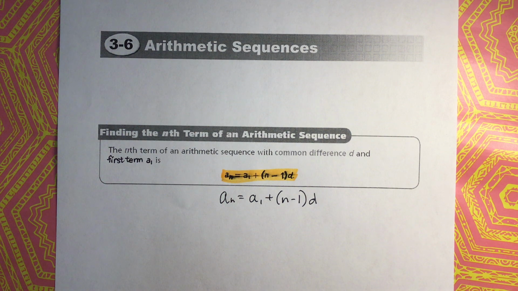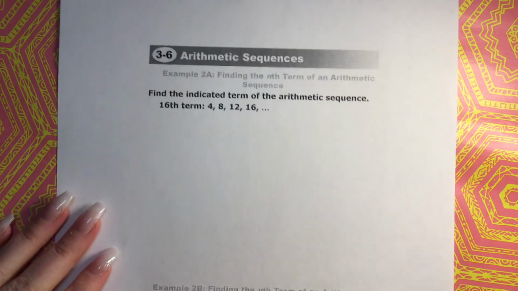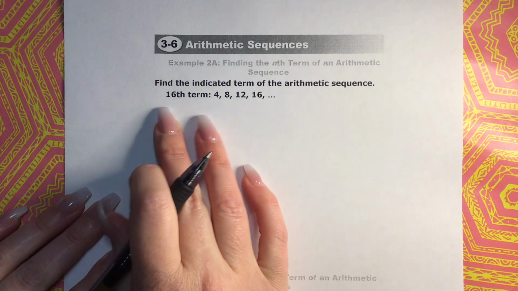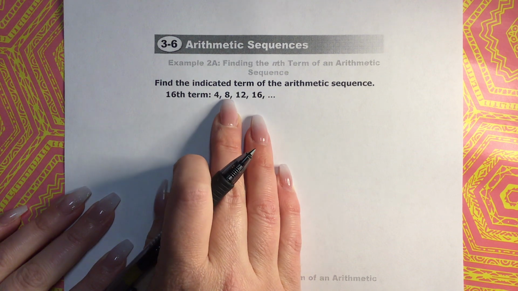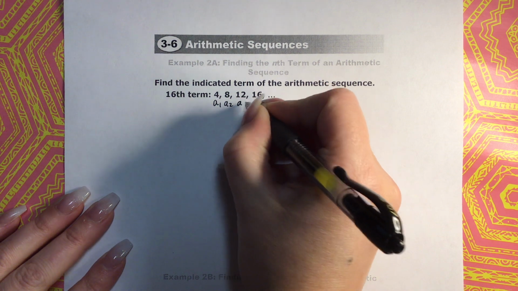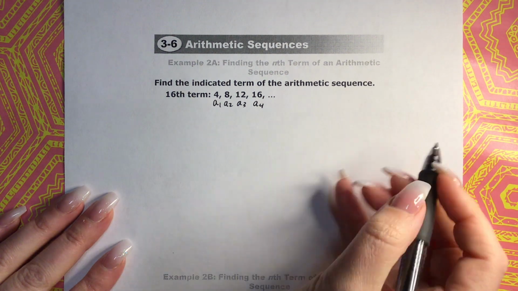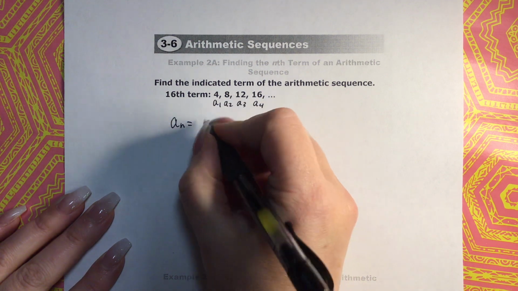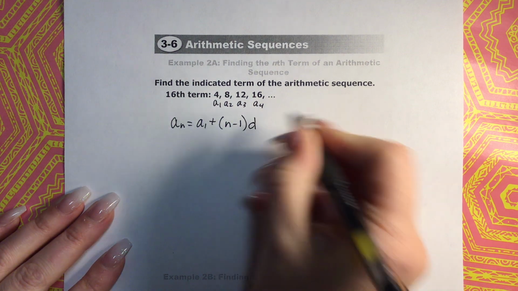All right, let's look at some examples and see how this works out. So in the first one, this problem is asking us to find the indicated term of the arithmetic sequence. So we need to find the 16th term, okay? Here's the sequence here. So this is the first term, second term, third term, fourth term, right? That means this is a sub 1, a sub 2, a sub 3, a sub 4. We need to find all the way to a sub 16. That's a lot of terms. So we're going to go ahead and write down our formula. A sub n equals a sub 1 plus n minus 1 multiplied by the common difference.